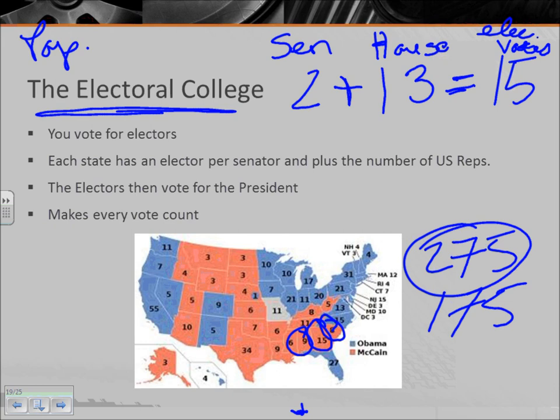All right. And again, it's an addition game. This plus this plus this plus this plus this, so on and so forth. So these votes up here, keep in mind this electoral system, it matters in how we pick a president.